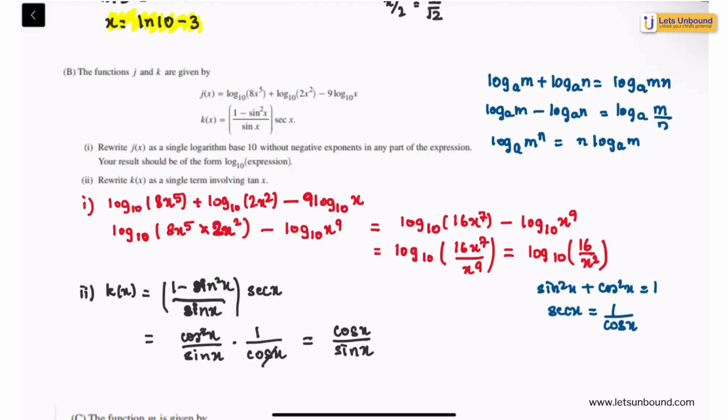However, I need to write down my expression only involving tan. So what I can do is bring the cos into the denominator, making it 1 over sin x over cos x, which will give me 1 over tan x. So writing down the expression only in terms of tan x, k(x) can be written as 1 over tan x.